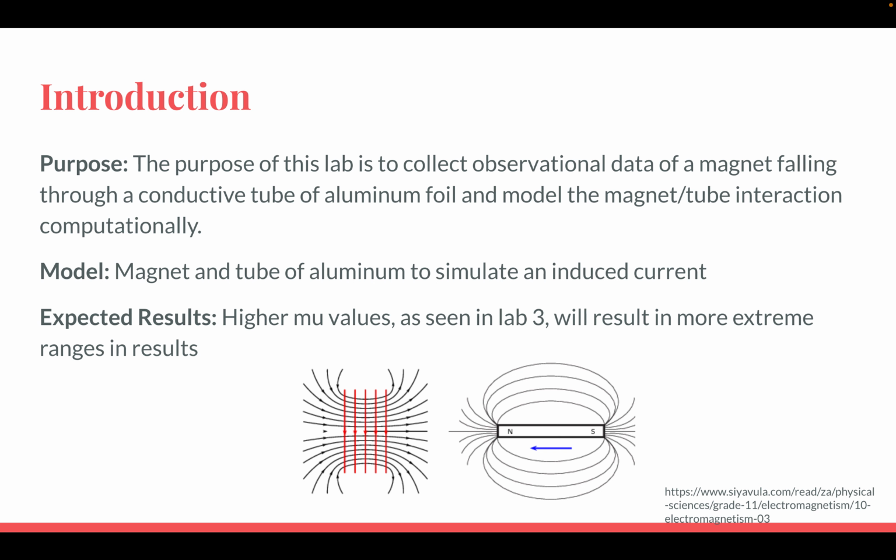So in this lab, the purpose was to collect observational data of a magnet falling through a conductive tube of aluminum foil, and we're going to be modeling the magnet and tube interaction using a computational model through GlowScript. So the physical model was the magnet and tube of aluminum, and this is simulating the induced current. So we expected our results to be that if we had higher mu values, which we got from lab 3, that will result in more extreme ranges in the results.